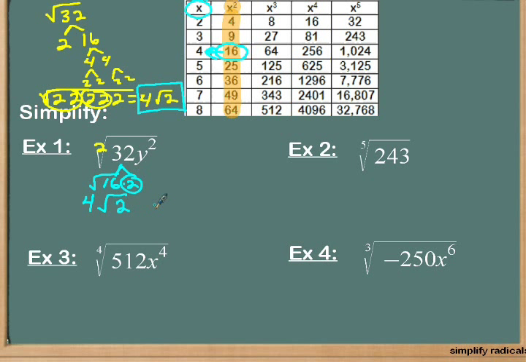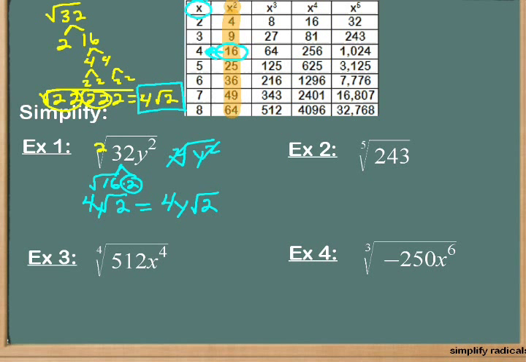What about this y? Well, remember, if you have a square root of something that is a perfect square already, the exponents just cancel, and so the y also comes out. Final answer, so that you can see it clearly, write this down, is 4y root 2. So that's how we do example 1, and again, that should just be a refresher for you.